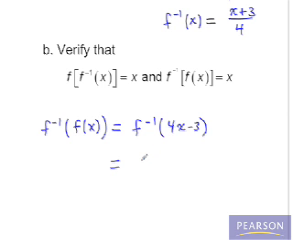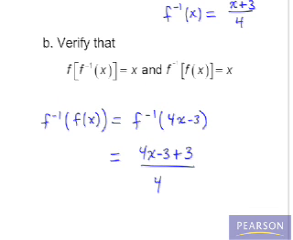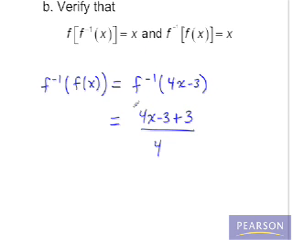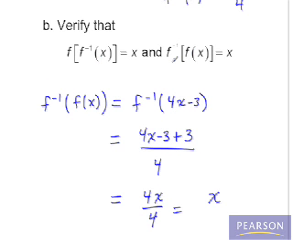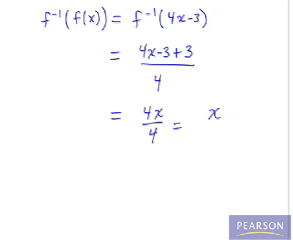So that would equal (4x minus 3 plus 3) all over 4. And again, I substituted 4x minus 3 into the function that we found from part A. So here we have in the numerator 4x minus 3 plus 3. That gives us 4x. We have that over 4, and that is equal to x. So there we have verified both cases in part B that we do in fact have the inverse of f.